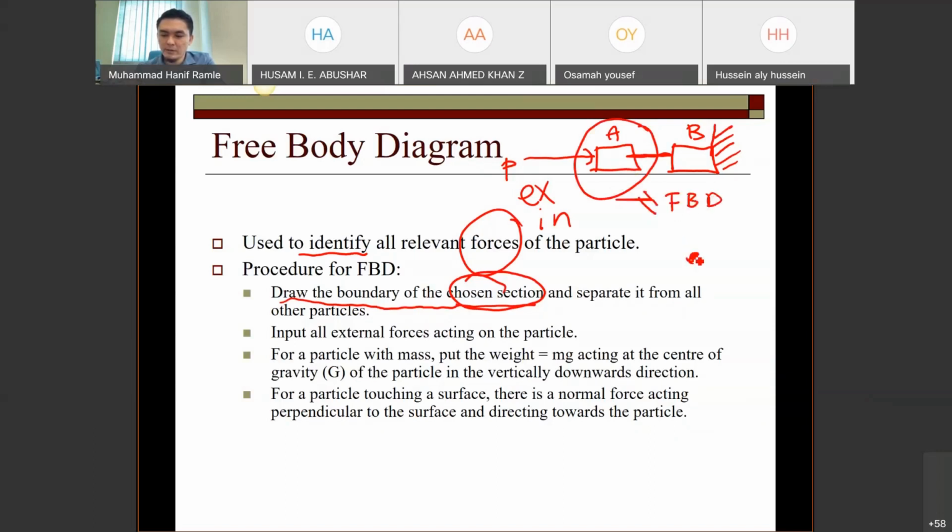Dot first. You have to draw the boundary. Boundary means the boundary of the particle, this A.